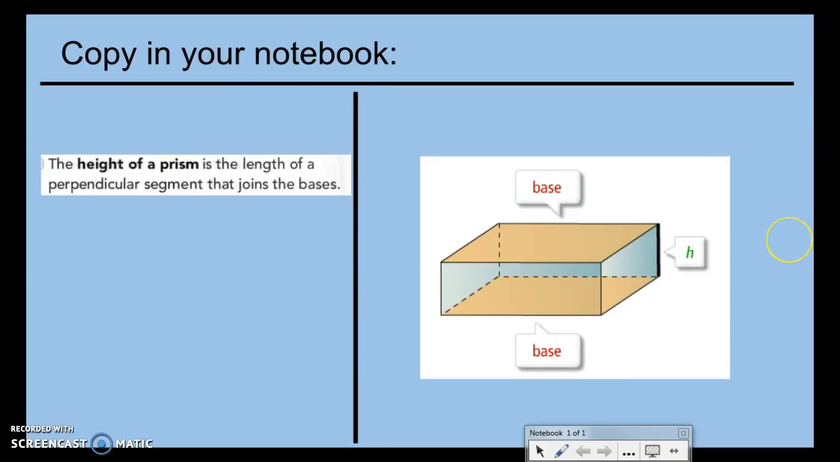Alright, so the height of a prism is the length of a perpendicular segment that joins one of the bases. Since this is a rectangular prism, all the edges are 90-degree angles, so the height of one of the walls will tell you the height of the prism. Okay, so that's not always going to be the case, but for a prism it will be.